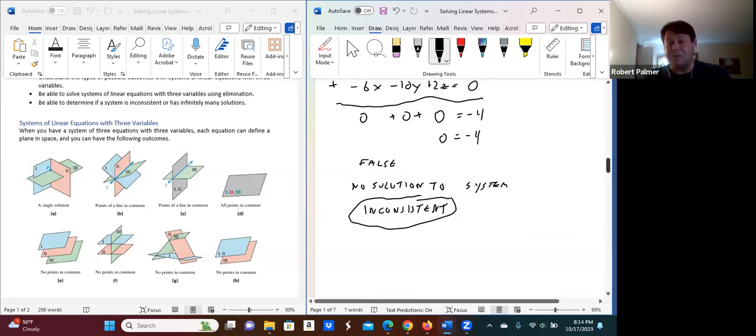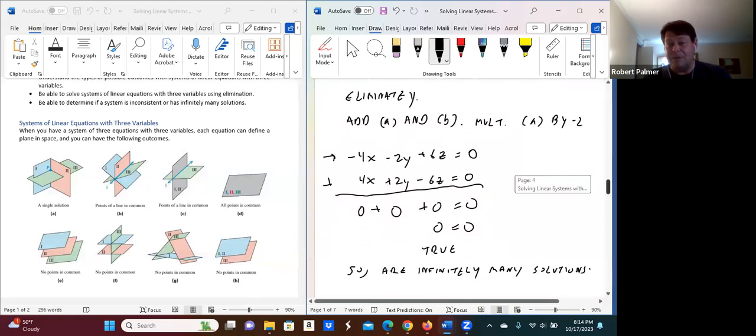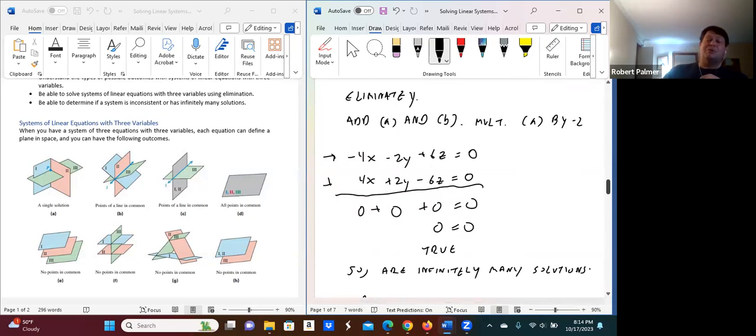If you get a true statement when you combine them, that means that at least two of the equations are the same, two of the planes are the same. And so once again, you have infinitely many solutions. And once again, unless all three are the same, which is possible, though not in this case, it probably means something like this, where two of the planes are the same, then they intersect the third one in some line somewhere.